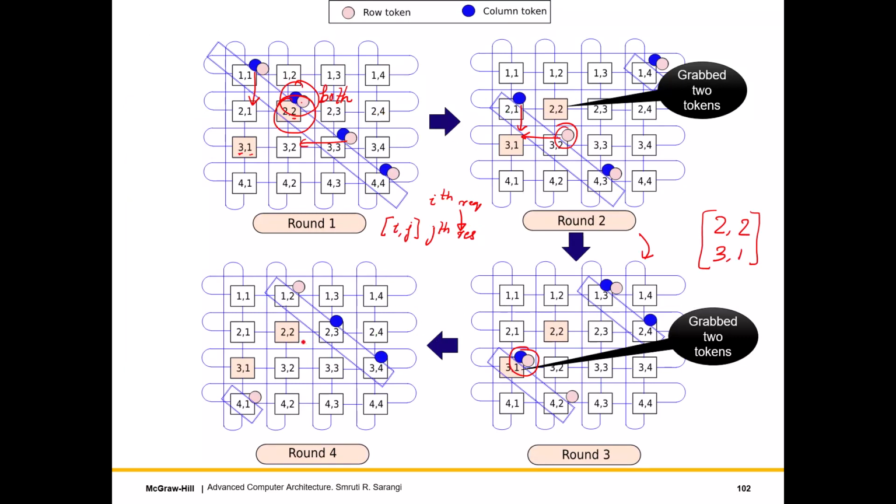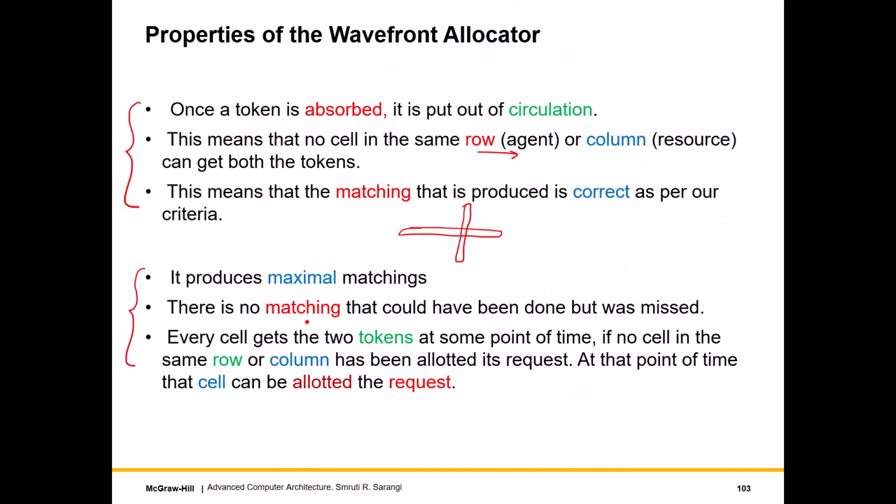In a sense, the wavefront is propagating through every cell, even though every cell may not have 2 tokens because they may be put out of circulation, but the wavefront is traveling through every cell, so it is getting its chance. That's important. As we said, mapping and matching are two synonymous terms that we will use interchangeably just for the sake of this discussion. I'm being slightly loose here, but hopefully in a good way.